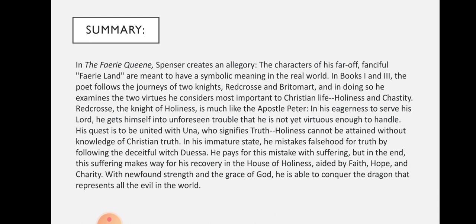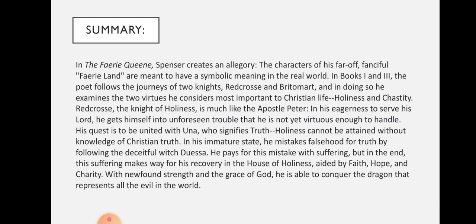In his immature state, he mistakes falsehood for truth by following the deceitful witch Duessa. He pays for this mistake with suffering, but in the end, the suffering makes way for his recovery in the House of Holiness, aided by Faith, Hope, and Charity. They are written with capital letters. In fact, these are important qualities of Christian faith, and these have been personified, or in simple words, we can say these are embodiments.